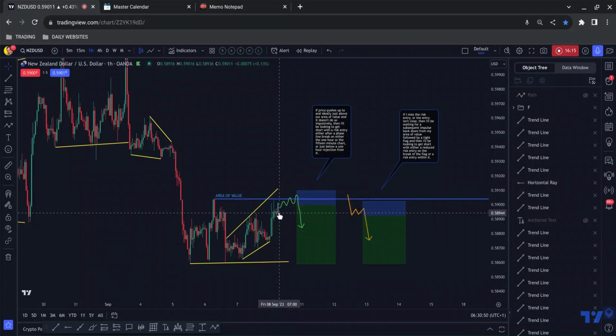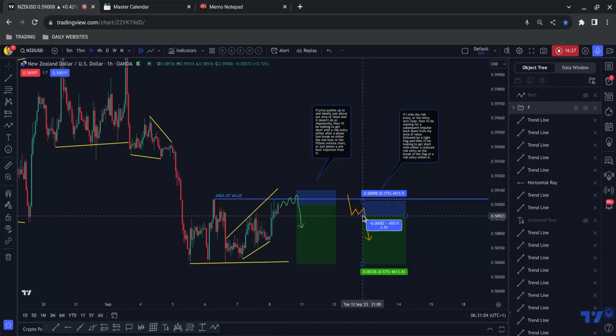Of course, if there's anything that's unclear about it, I'm not sure what would be unclear about it at the moment, or I missed the entry, then I'll be looking for the push down followed by the flag. And then I'll be looking to get short either on the break or within the flag.